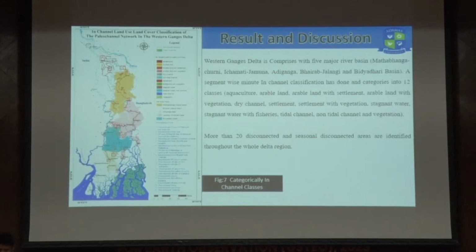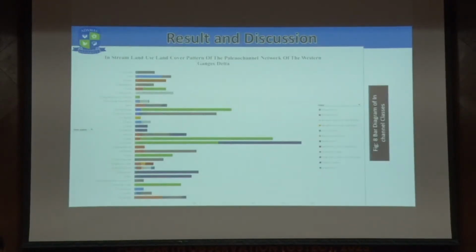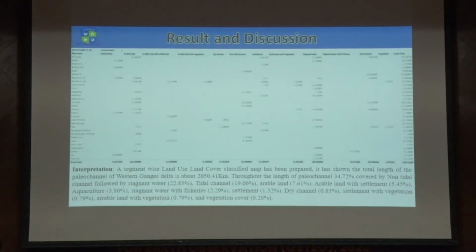Western Ganges Delta, you have seen this map. There are mainly 12 classes that I have divided in channel performance. And these red boxes are mainly the disconnected parts of those river channels. So I have identified more than 20 disconnected and seasonally disconnected areas on this whole Western Ganges Delta. And this is the bar diagram which shows the in-channel conditions, the present state of the rivers.